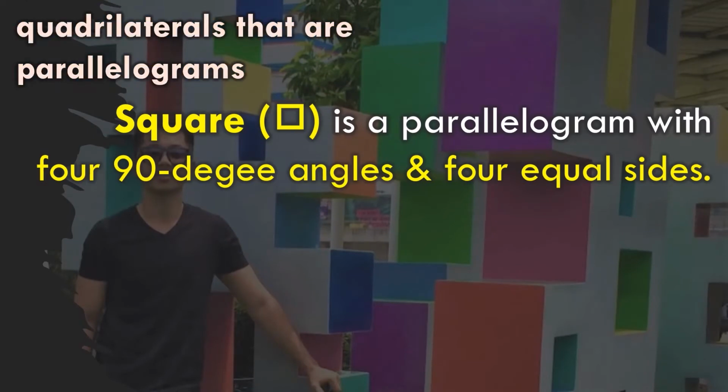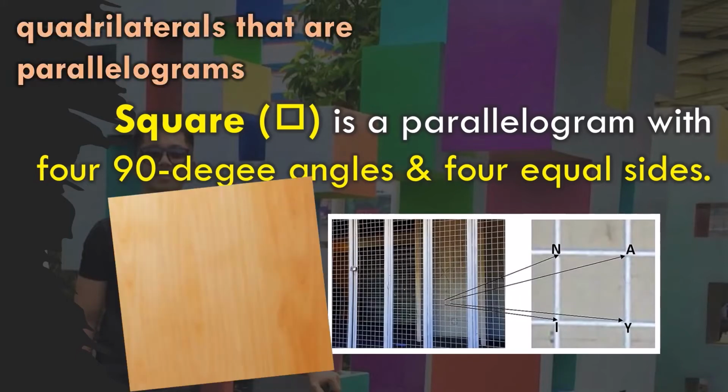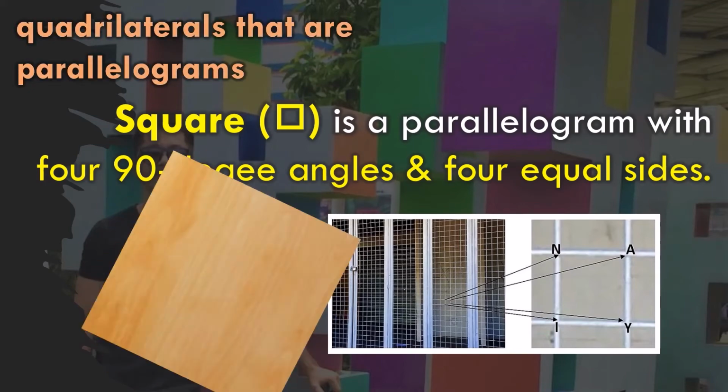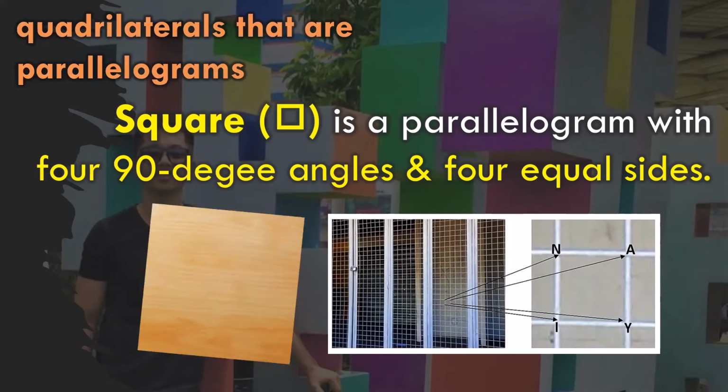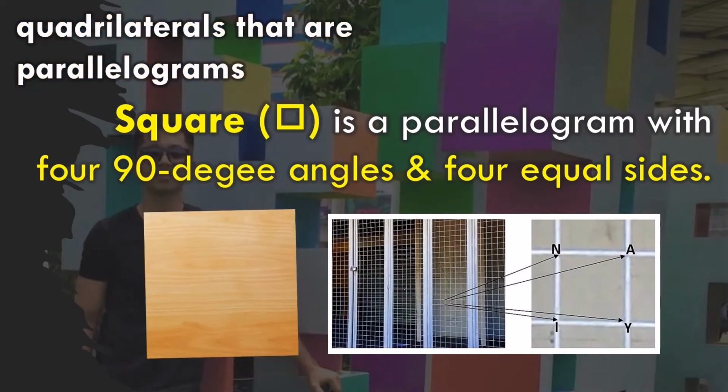The last special type of parallelogram is the square. A square is a parallelogram with four 90-degree angles and four equal sides. Did you notice that the definition of a square is the combined definition of a rectangle and a rhombus? Amazing, isn't it? Another picture of a fence, as you can see in the presentation, but here it's made of metal. That is one example of a square.